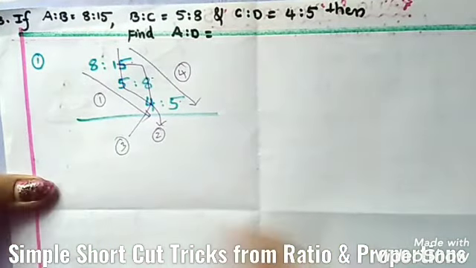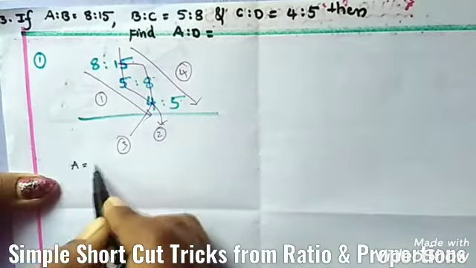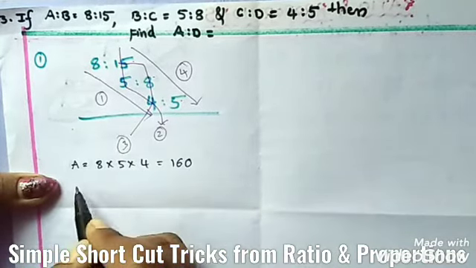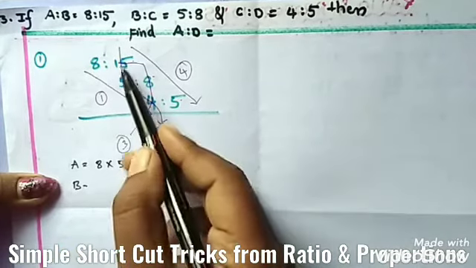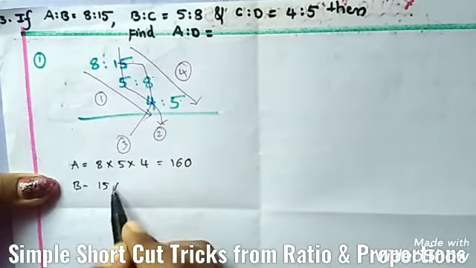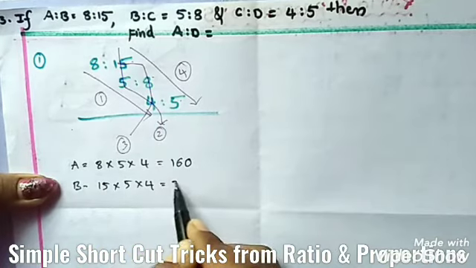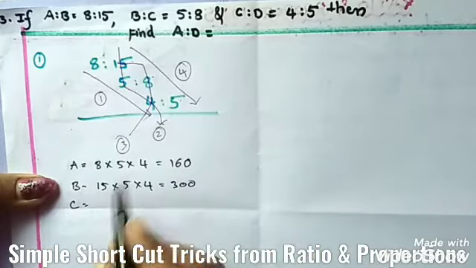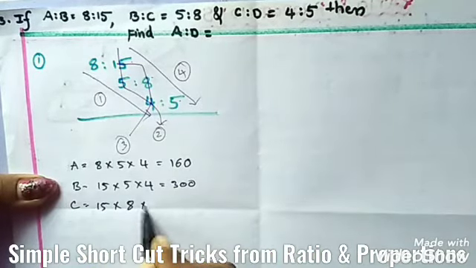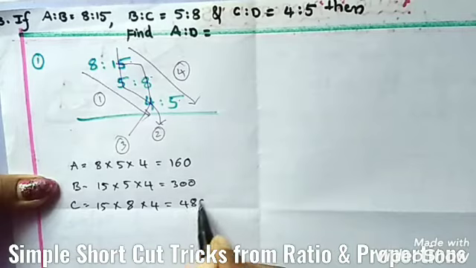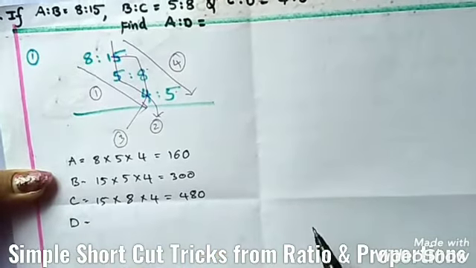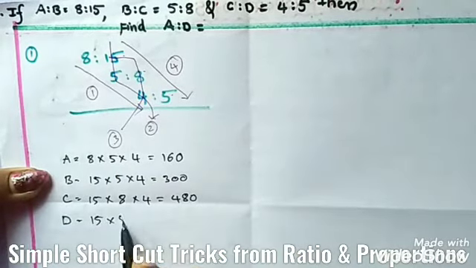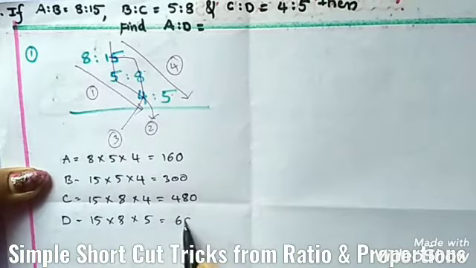As I told you, in step 1, just to get A, 8 into 5 into 4, 160. Just to get B, 15 into 5 into 4, 300. C is equal to step 3, 15 into 8 into 4, 480. Last step, just to find D here, 15 into 8 into 5, 600.